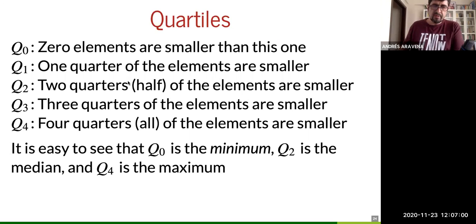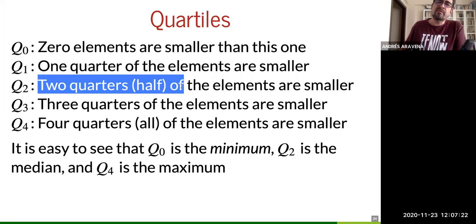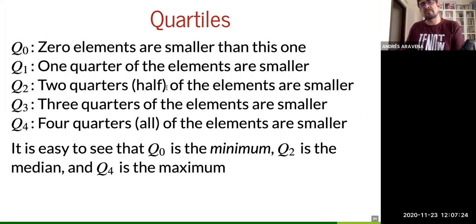Then you have the other extreme, Q4. All elements are smaller than Q4. That is the maximum. Definition of maximum: it is bigger than everybody. Nobody is bigger than it. Q2, we already spoke about it, is half of the elements are smaller, half of the elements are bigger. Therefore, Q2 is the median.